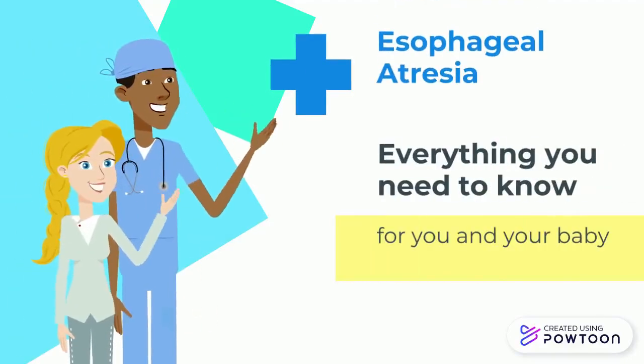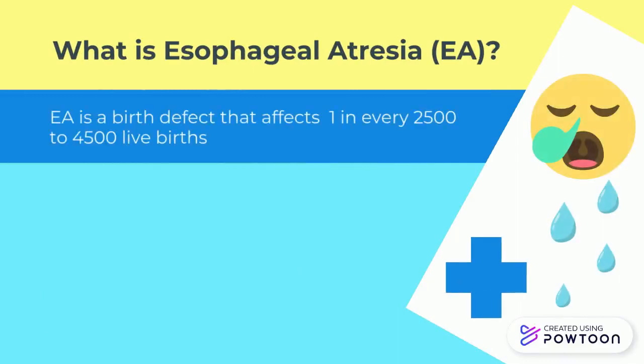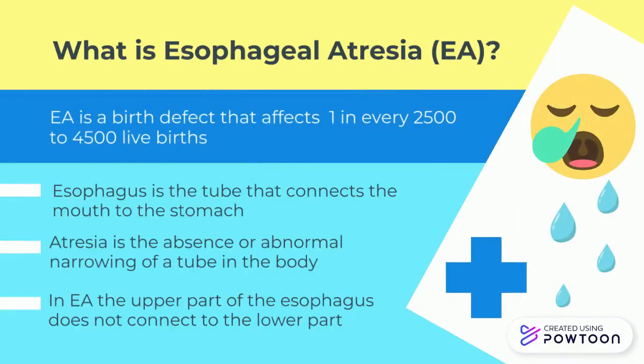Esophageal Atresia. Everything you need to know for you and your baby. EA is a birth defect that affects every 1 in 2,500 to 4,500 live births. The esophagus is the tube that connects your mouth to your stomach, and atresia refers to the absence or abnormal narrowing of a tube in the body.